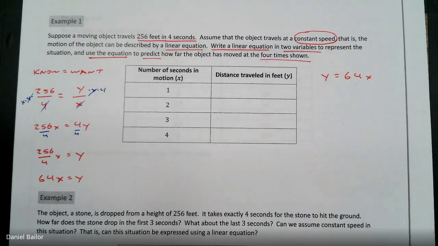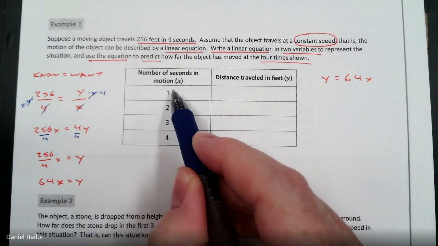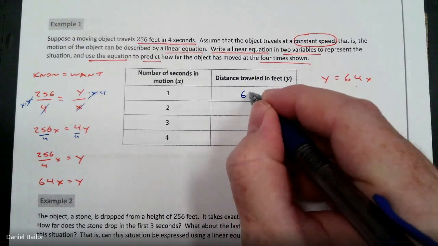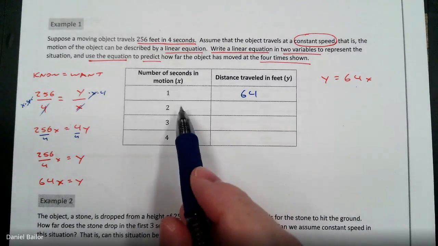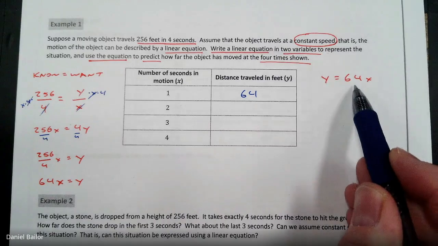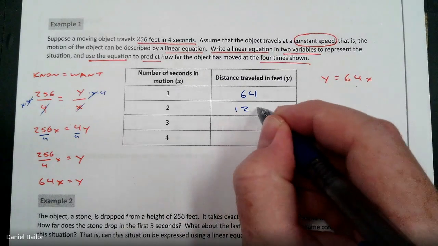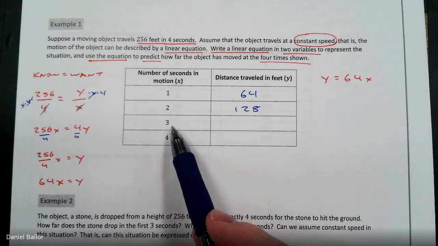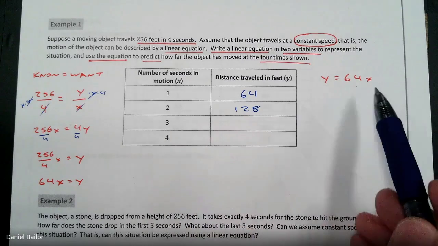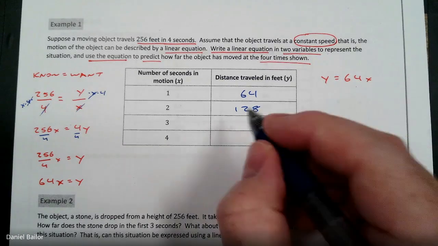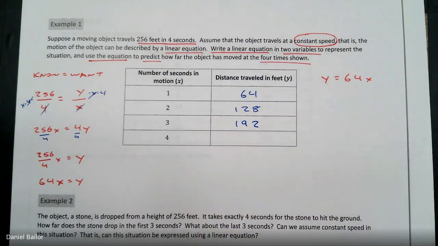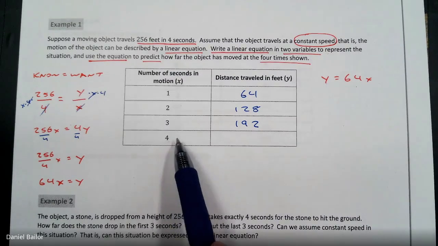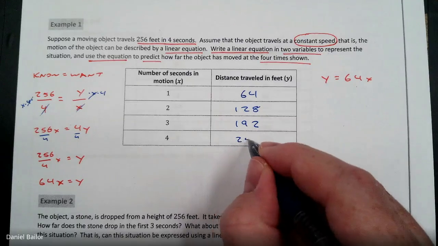So in 1 second, when x is 1, we do 64 times 1, so it goes 64 feet. When x is 2, that means it moves for 2 seconds. 64 times 2 is 128 feet. When the object moves for 3 seconds, we do 64 times 3, which is 192 feet. And in 4 seconds, x is 4, 64 times 4 is 256.